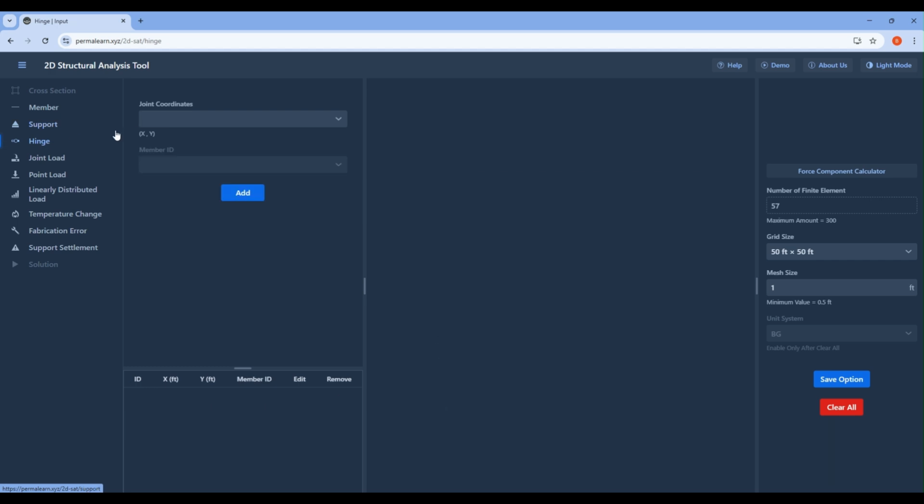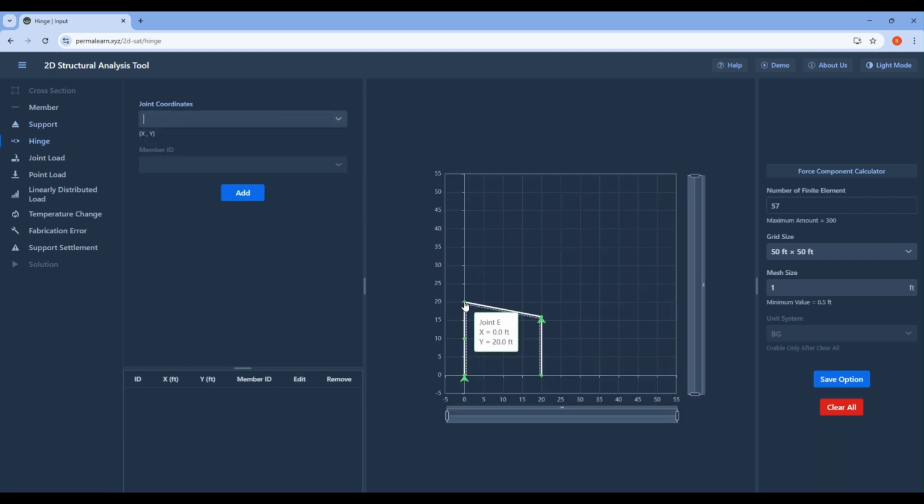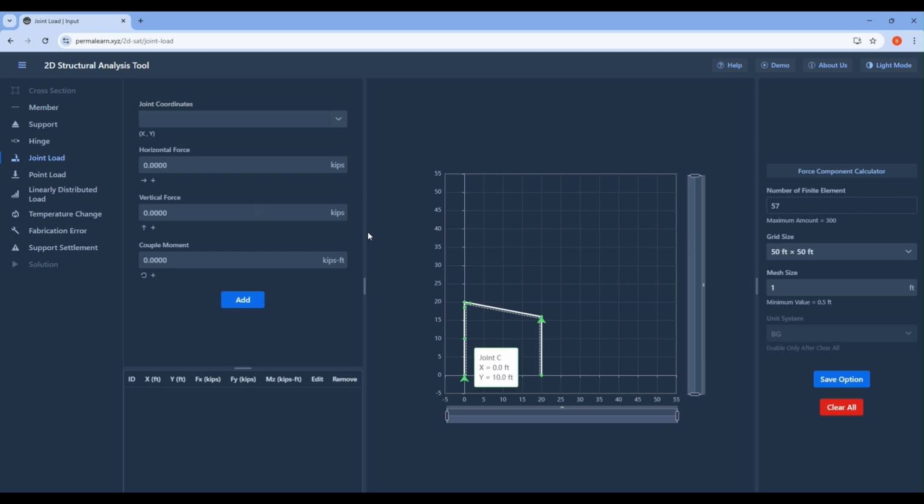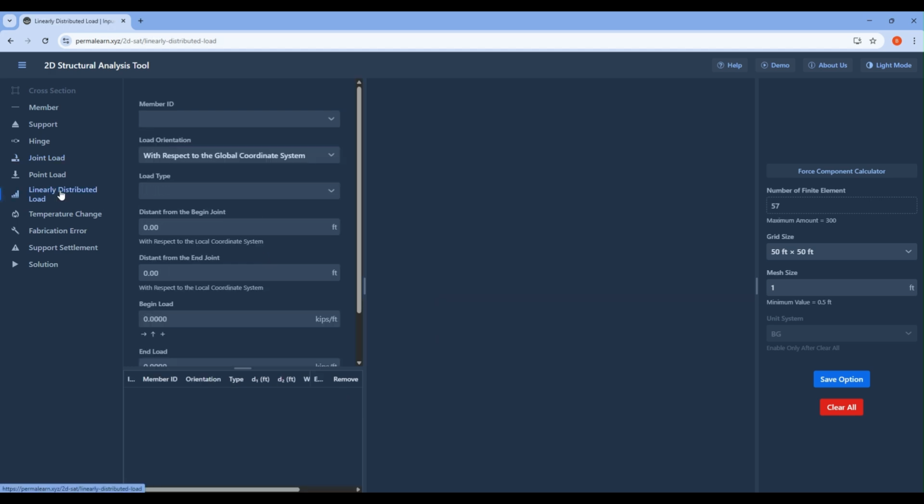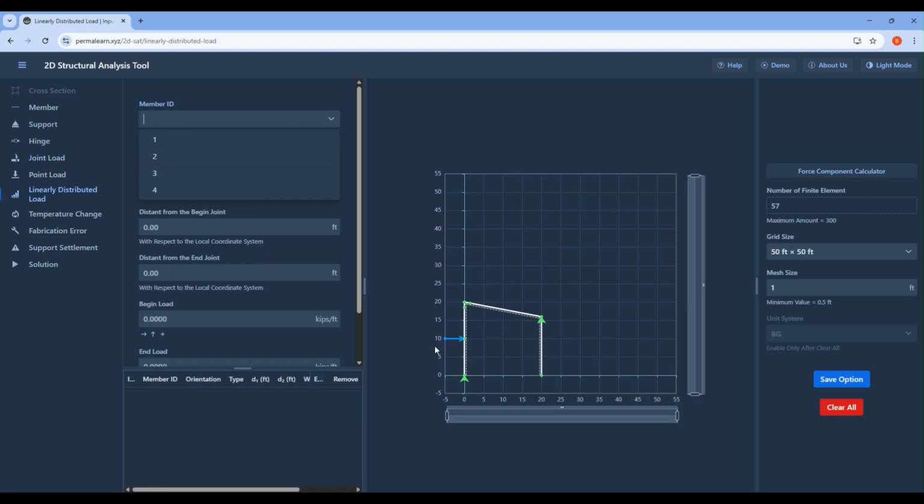And now let's add the hinge. So we have the hinge at point E. So we add hinge, and then we add the joint load. At C here, we have the force to the right 10 kip, and we also have the uniform distributed load along this member. So we just click the linear distribution, and this is member 1, 2, and this is member 3.